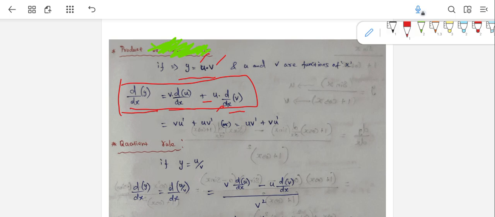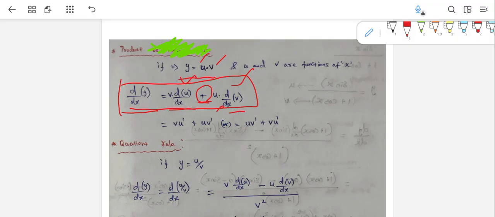First keep one thing, anything. Not only v, anything. Even if you have u also, first you keep u and differentiate v. Plus keep v as it is and then differentiate u. Here it is plus only, right? So you can do this first or this first, but you need to do it correctly.